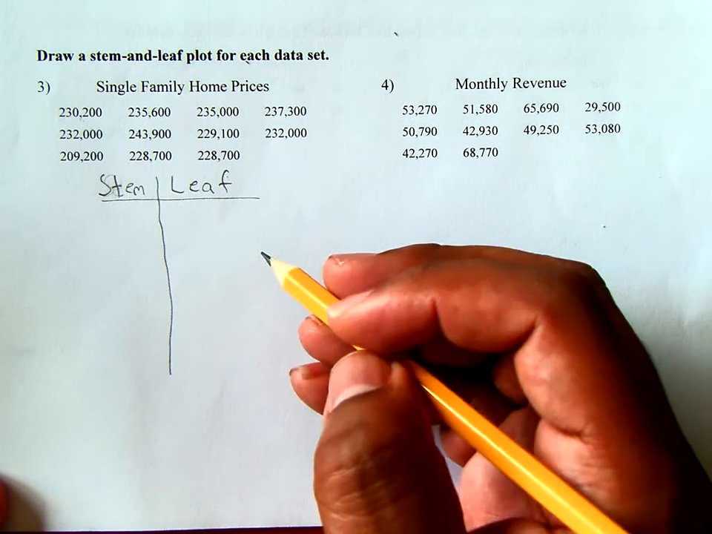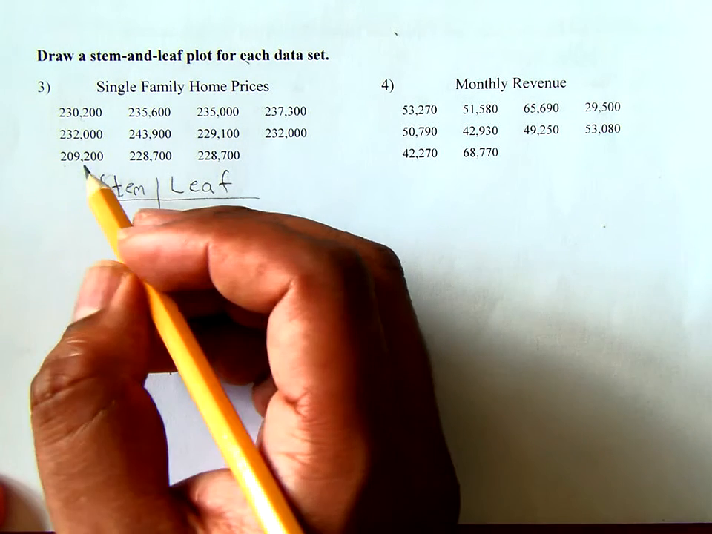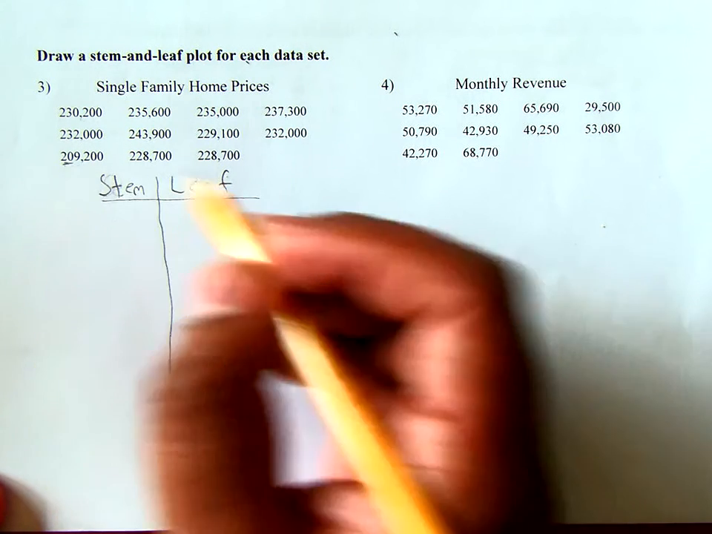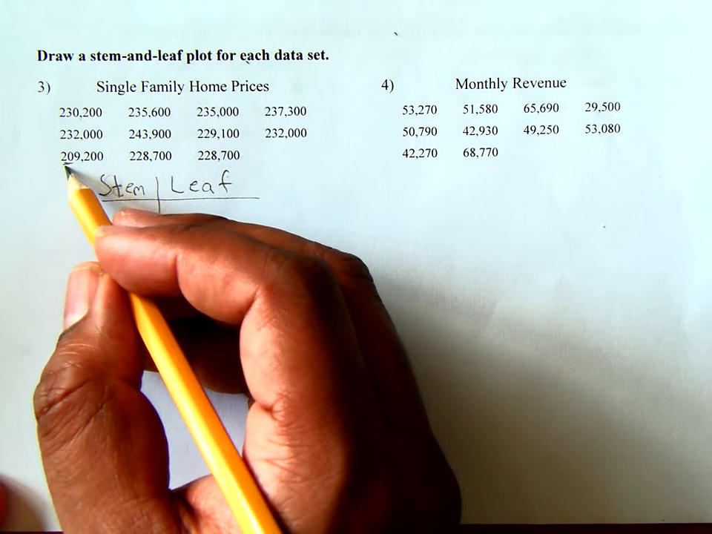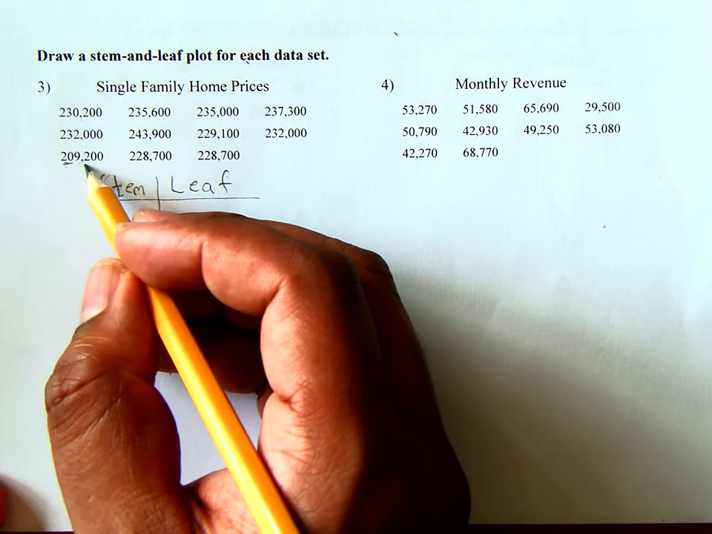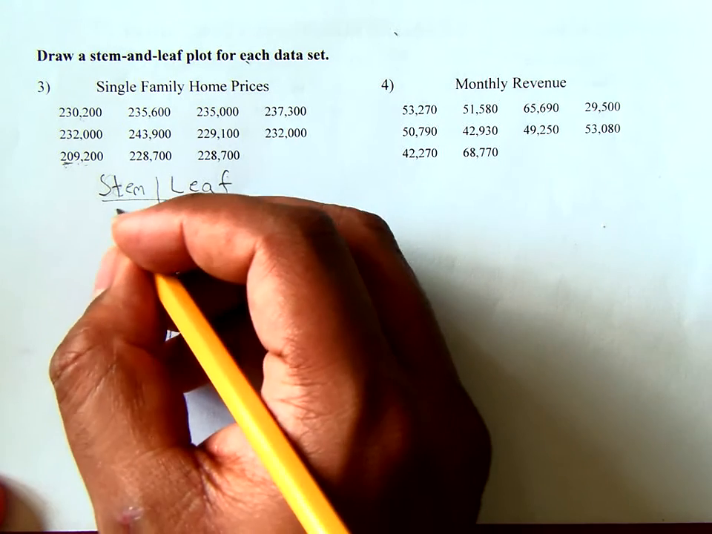We take a look here, and our smallest number is going to be this 209,200. But it's a 20 in front. And we're going to work with these two digits and then use this 9 as the leaf part. And anything past the comma, we're going to round up. But first, let's just get the stem. So the stem is going to be 20.